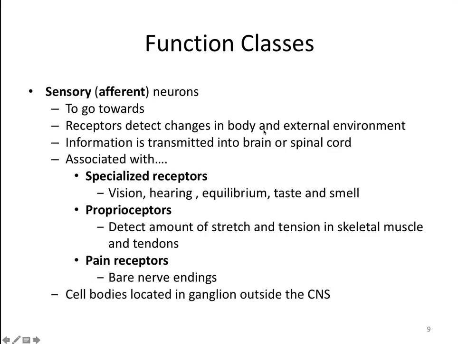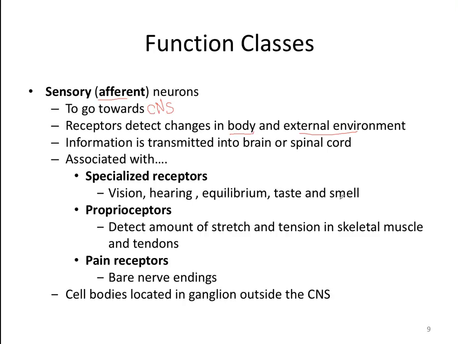Now we're going to talk about functional classes, and we're going to start with sensory. And you'll notice that in parentheses here there's this word afferent. Its sister word, efferent, means the opposite thing but is spelled almost identically, so you want to be careful about these. So afferent means the neurons carry action potentials and information towards the central nervous system. So these are neurons that are alerting your central nervous system of some change. So receptors detect changes in the body and in the external environment, and the information is carried to the brain, sometimes directly and sometimes via the spinal cord.